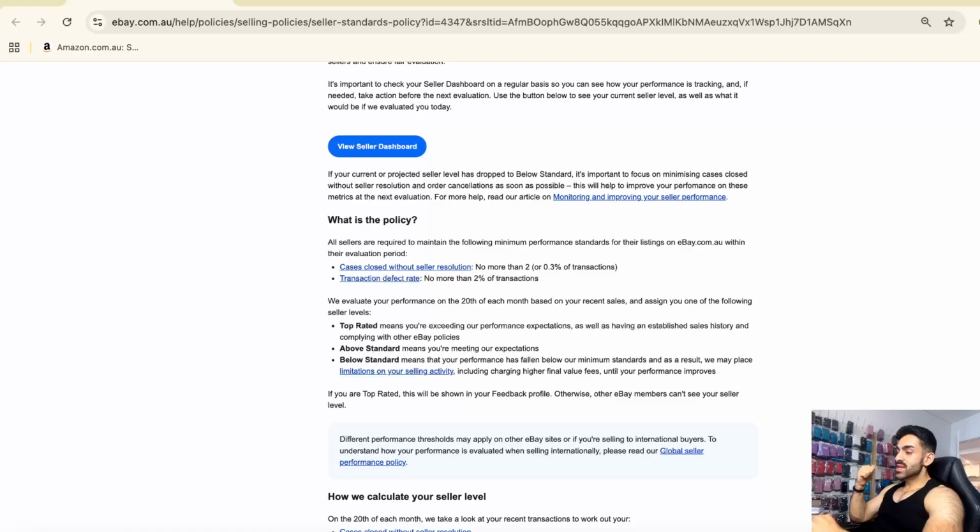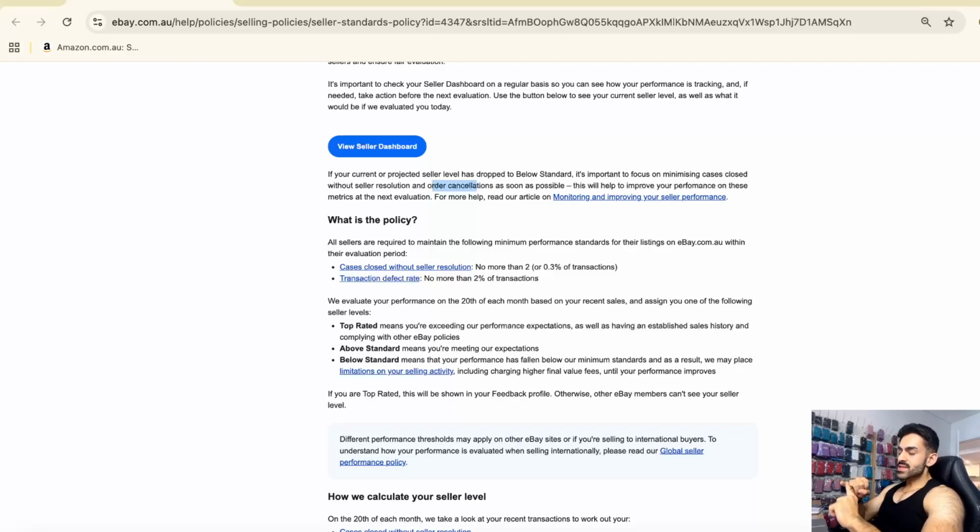If your current or projected seller level has dropped to below standard, it's important to focus on minimizing cases closed without seller resolution and order cancellations as soon as possible. This is what we observed with the accounts. You want to close item not received cases. You want to resolve them, whether it be refunding the buyer or finding a solution.